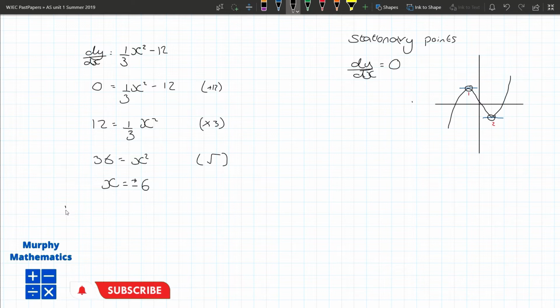So I'll call it point A, at minus 6, and I don't know the y yet.